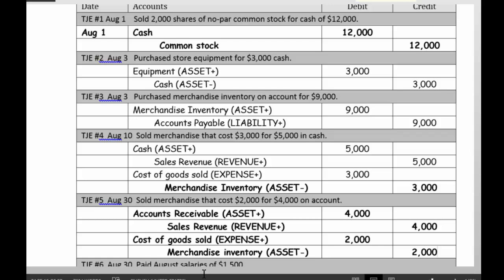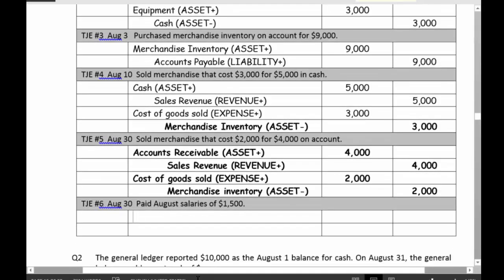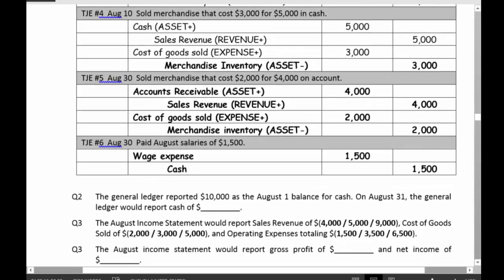And paid August salaries of 1,500. Just debit wage expense for 1,500, and credit cash for 1,500. How much cash would be reported at the end of the month? See if you can figure that out right now. 22,500.